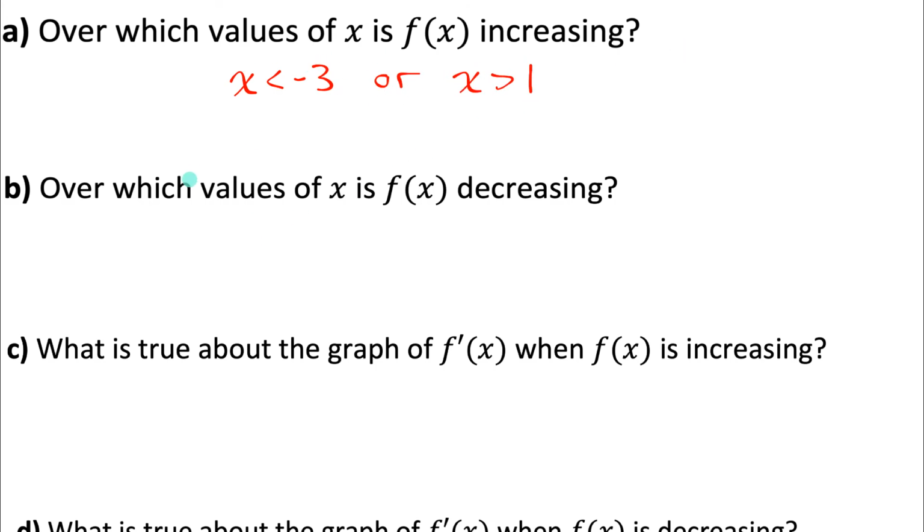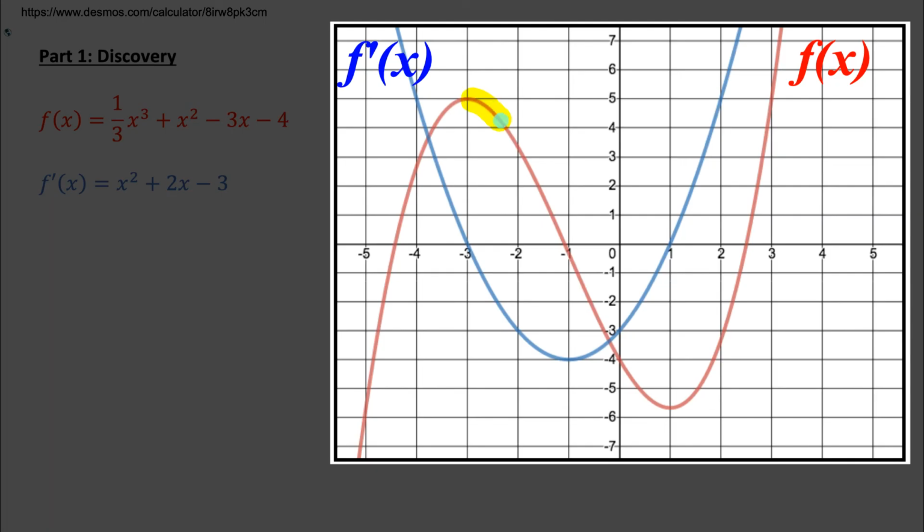We could write it like that using inequalities, or we could write it in interval notation and say x is an element of (-∞, -3) or (1, ∞). Two ways of writing the same information. Over which values of x is f(x) decreasing? The red function is decreasing, going down to the right, over this section right here, which I have highlighted. So that would be between x values of -3 and 1. The red function is decreasing in that interval.